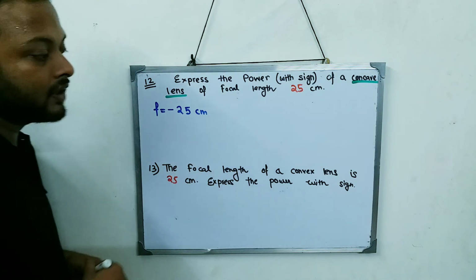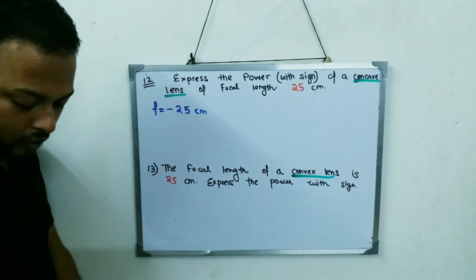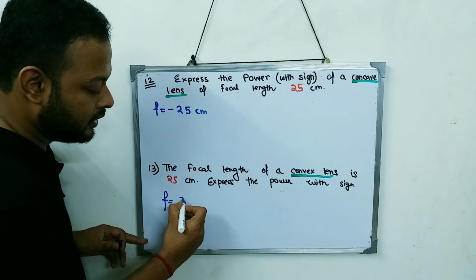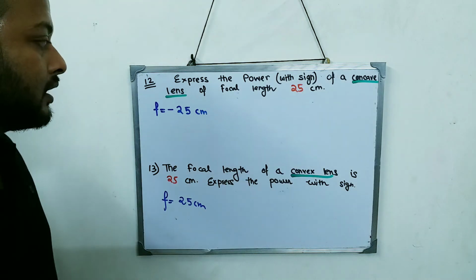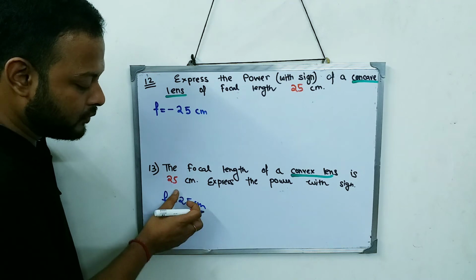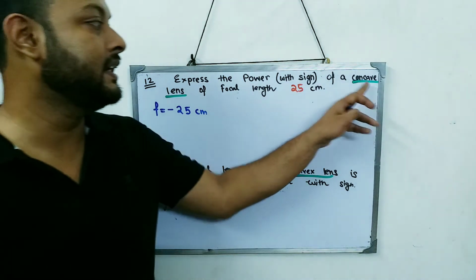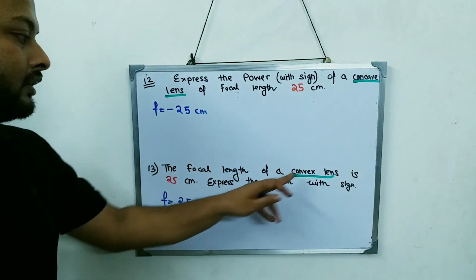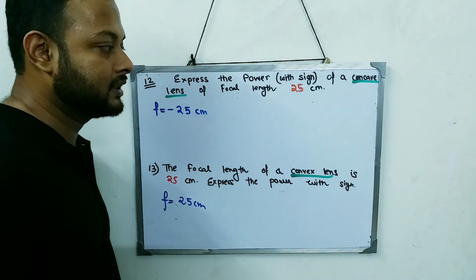How to do it? First, see the lens that I am using. I am using a convex lens. So if I am using a convex lens, the focal length that I am using is actually 25 centimeter. And since it is a convex lens, this will be positive. Actually plus 25, but we don't write the plus, it is positive. So by seeing the lens, you have to identify whether your focal length is positive or negative. This is the first step.